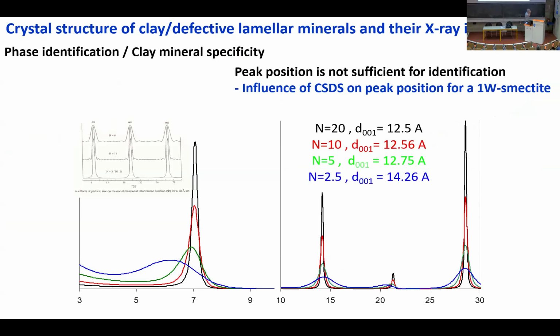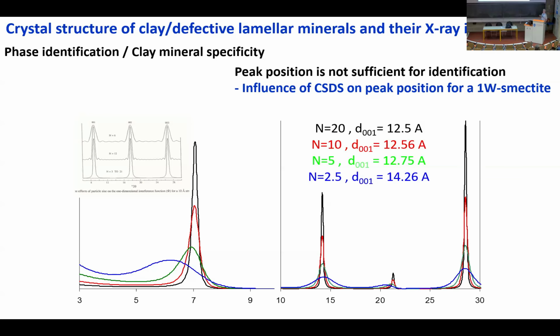Another thing, if you think about identification based on peak position for clay size fractions, I mean clay size fraction meaning extremely minute crystal sizes. These are just calculated diffraction patterns, but this is just to show you the effect of decreasing crystal size. So the first effect you see when decreasing crystal size, when decreasing the size of the coherent scattering domain, is that you see broadening. This is the first effect you can see here.